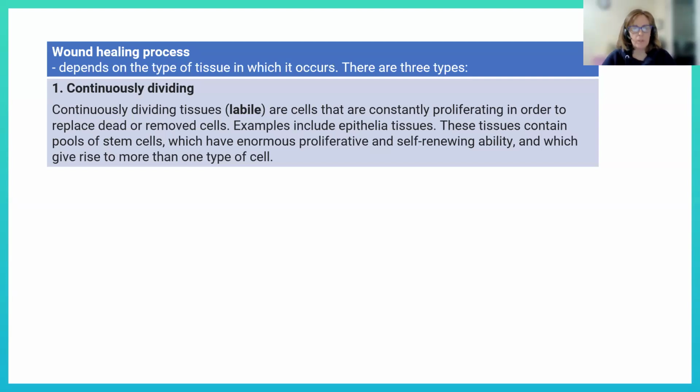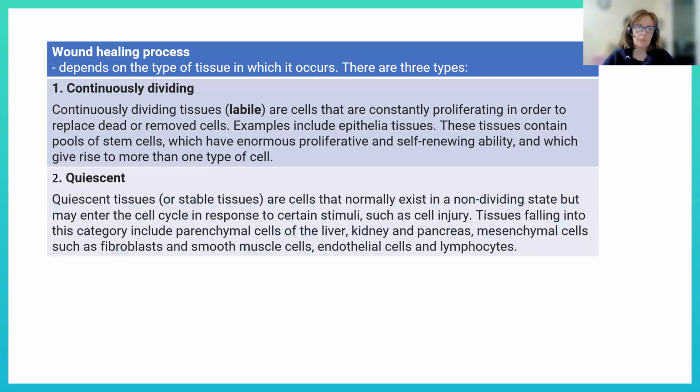So these tissues contain pools of cells called stem cells, and these have enormous self-renewing ability, which gives rise to new cells of more than one different type of cell. So they can produce brand new cells.